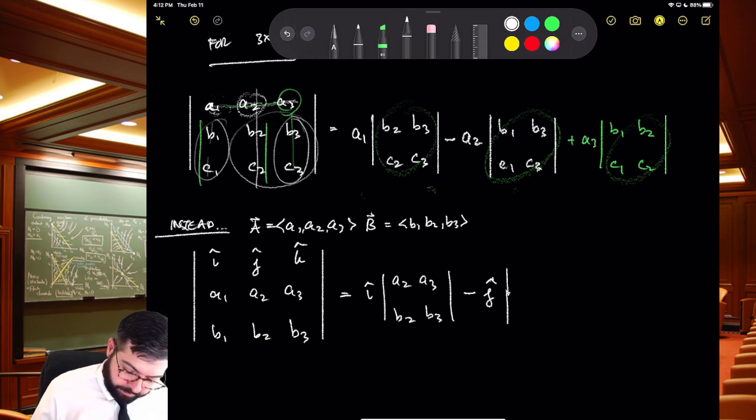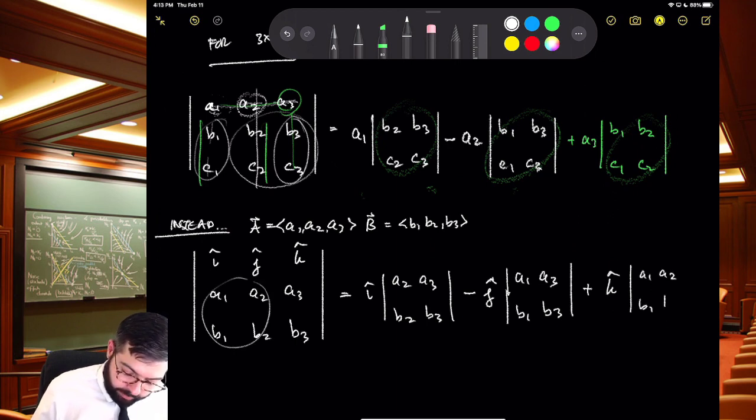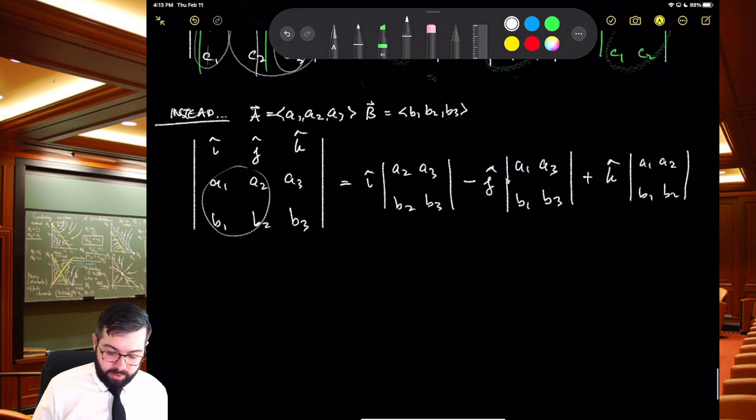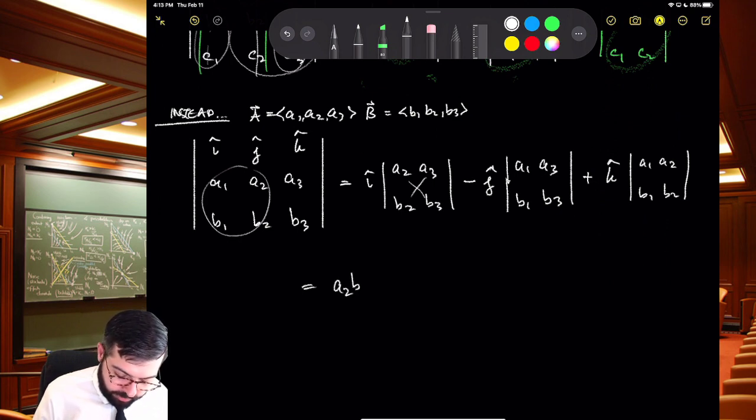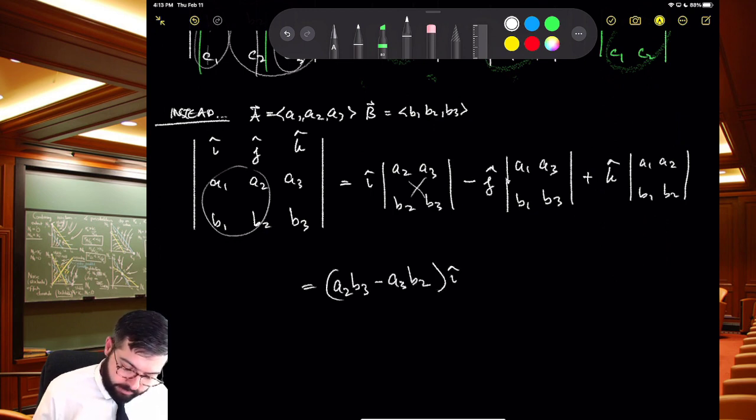Didn't think so. A1, A3, B1, B3, plus K hat, and again, the rows and columns that it's not in, A1, A2, B1, B2. So then what does that work out to be? Well, you do the difference of the crosses, right? That's the determinant. So it becomes A2, B3 minus A3, B2, I. Minus A1, B3 minus A3, B1, J hat.